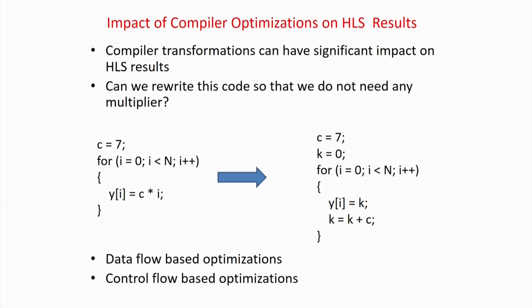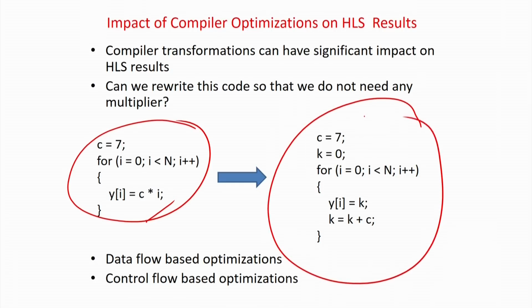As we go to higher levels of specification for representing circuits, there will be a lot of compilation involved. When there are a lot of compilers involved, there will also be a lot of compiler optimizations coming into the picture. For example, this is a simple C code: C equal to 7, for I equal to 0 to N, Y[I] equal to C star I. But again this requires a multiplier, and a multiplier is large in circuit. If I do a slight compiler optimization, which is called strength reduction, I can write the same thing with a slight modification, adding one extra variable, and implement it using an adder. You can just check it.